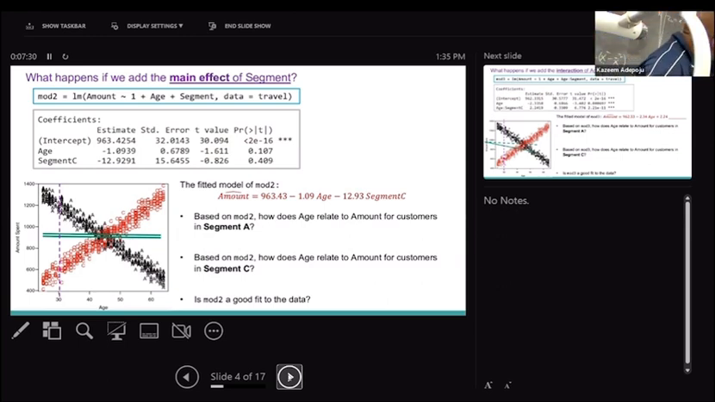So when you plug in 0 for segment A, you will have the intercept of 963.43, and the slope for H will be 1.09. But what if you plug in 1 for segment C? When you plug in 1 for segment C, what will happen? The intercept will change. But does the slope change? No. The slope is still going to remain minus 1.09.